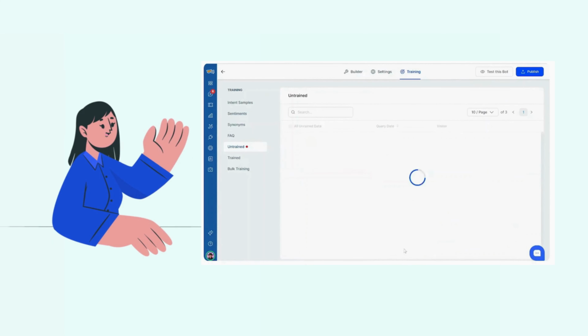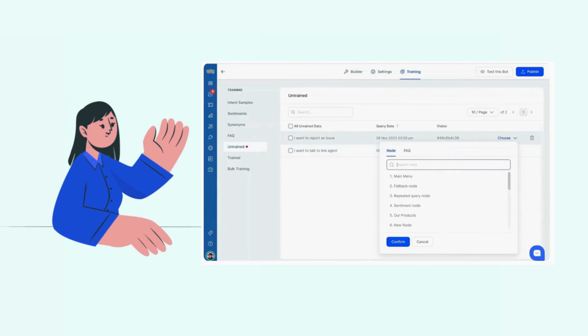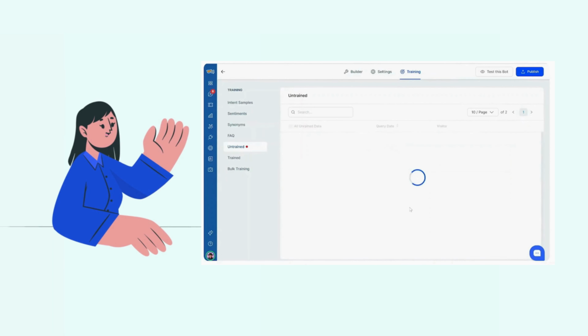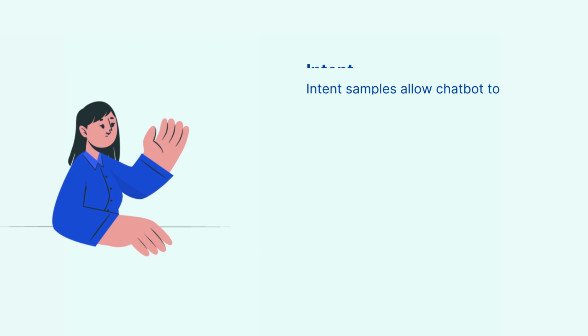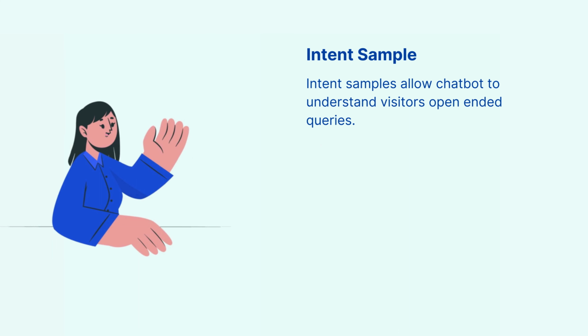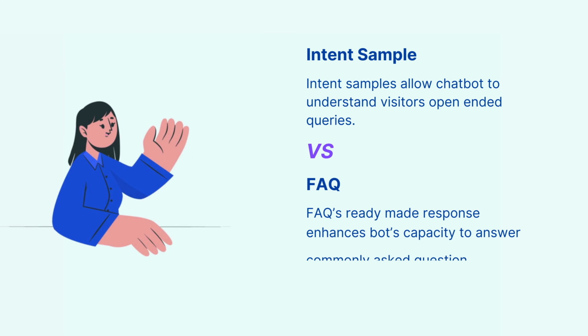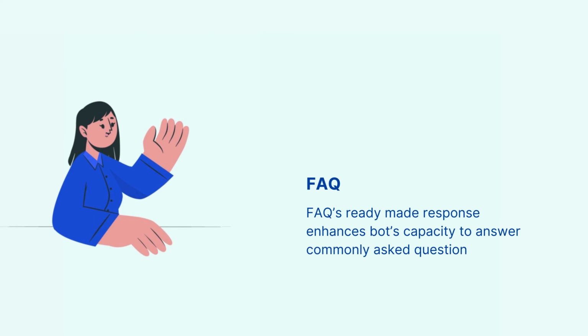In REVE Chat, you have the option to add intent samples manually, upload a file with multiple training data, or utilize untrained visitor queries post-bot publication when visitors engage with it. Intent samples are utilized for training the bot to understand visitor input, while FAQs provide ready-made responses to commonly asked questions, enhancing the chatbot's efficiency in delivering accurate information.